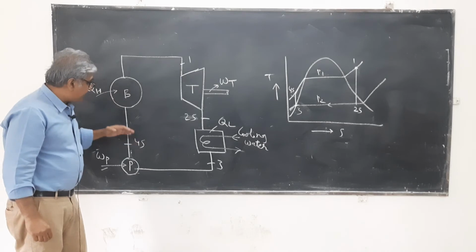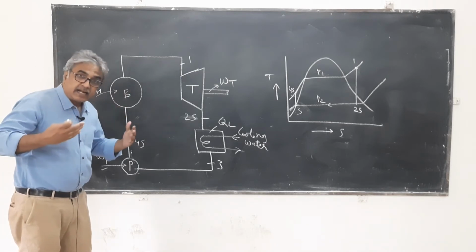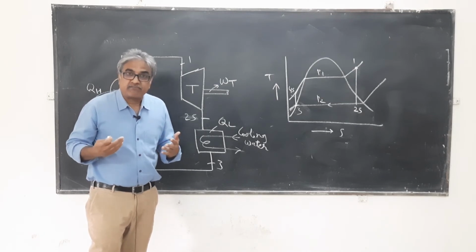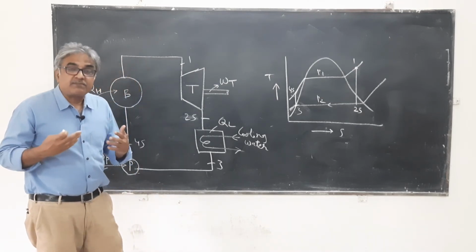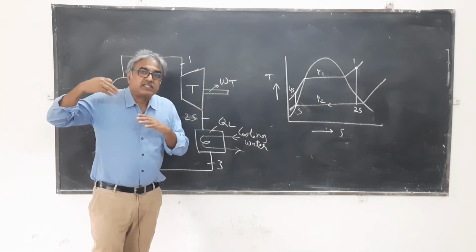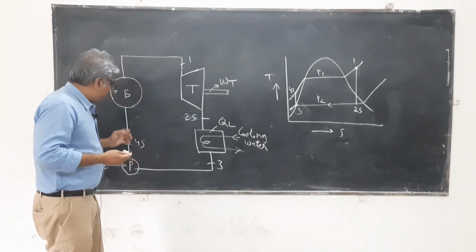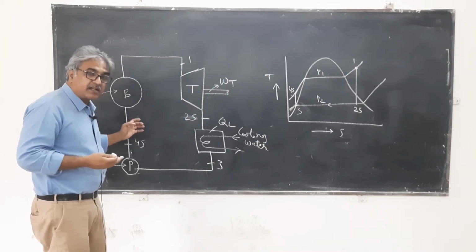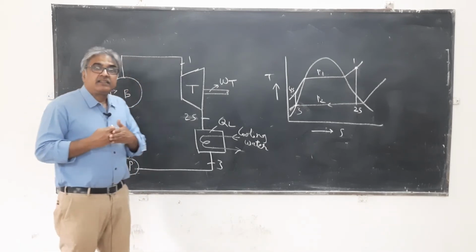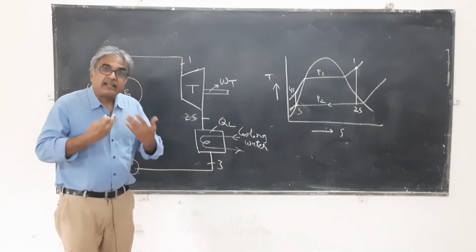From 4S it enters the boiler. There is then heat addition, which is constant pressure reversible heat addition. So the body which is giving the heat to this working substance, which is steam here, the difference between the temperature of that body and the temperature of this steam is infinitesimal, and the heat is transferred.